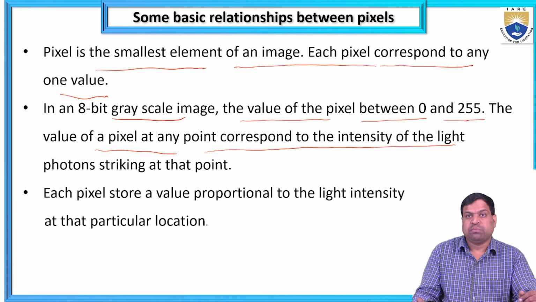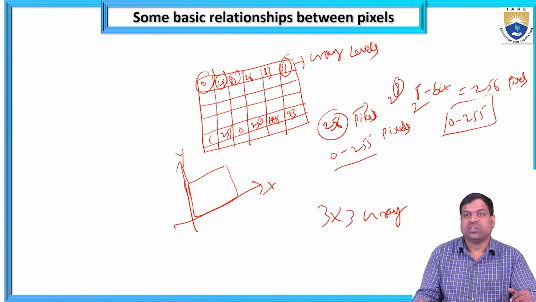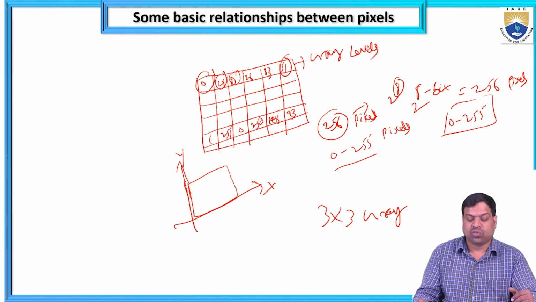The pixel is the smallest element of an image, each pixel corresponding to a value. In an 8-bit grayscale image, the value of the pixel is between 0 and 255. The value of a pixel at any point corresponds to the intensity of the light photons striking at that point. Each pixel stores a value proportional to the light intensity at that particular location.